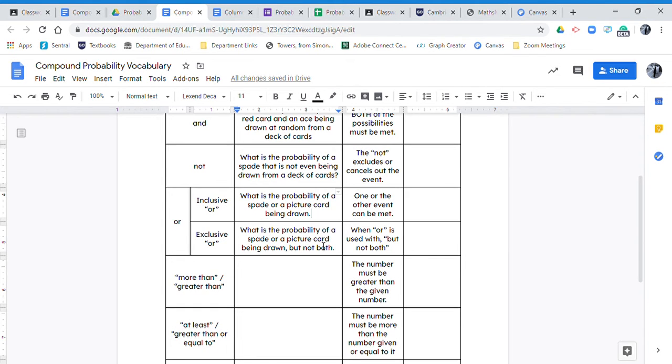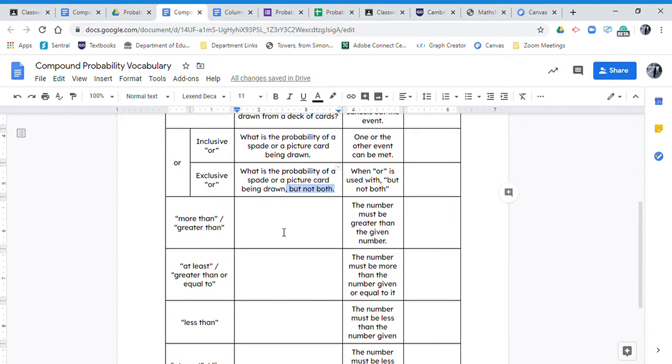The excluding one uses "but not both", so it actually excludes by saying "but not both". What's the probability of a spade or a picture card being drawn, but not both a spade and a picture card? What this does is it only lets it be the ace, 2, 3, 4, 5, 6, 7, 8, 9 of spades, but not the picture cards of spades, and not other picture cards because they're not spades. Oh, wait, sorry, a spade or a picture card, but not both. I got that one wrong, so let me re-explain that.